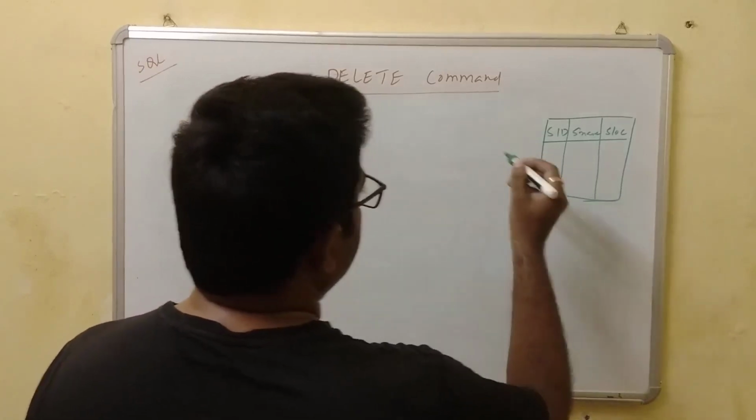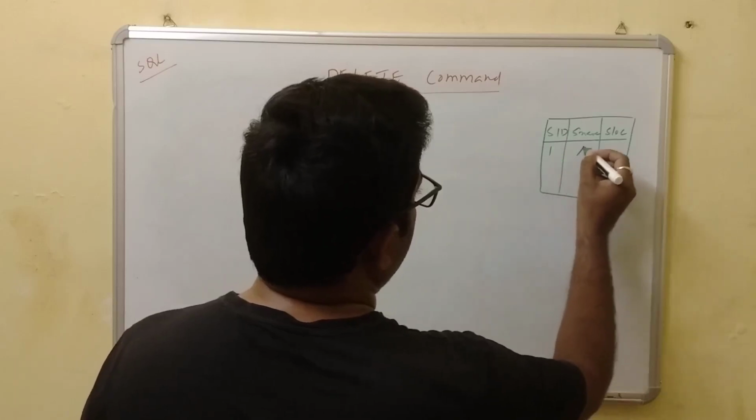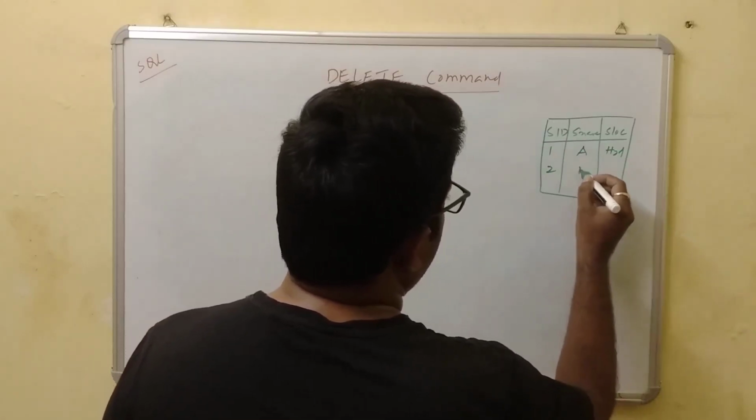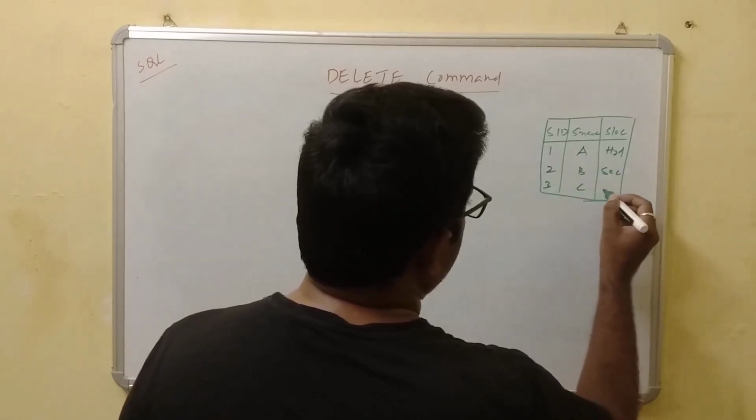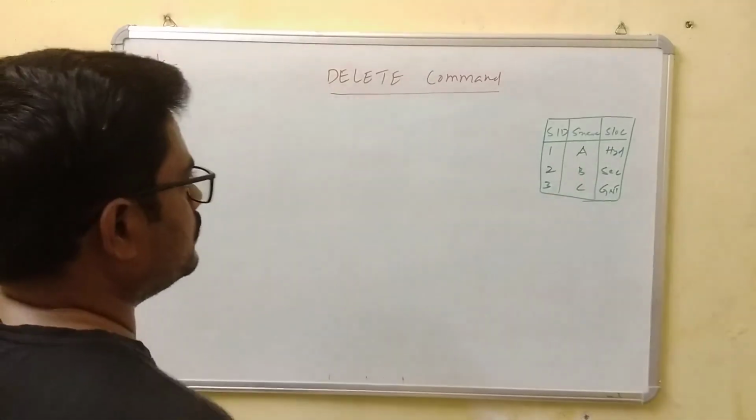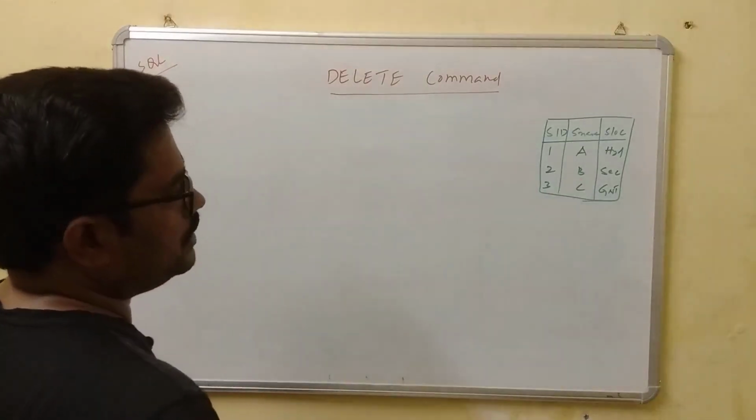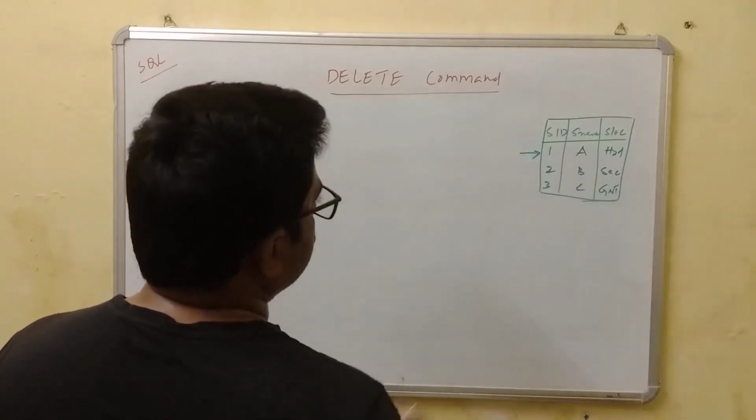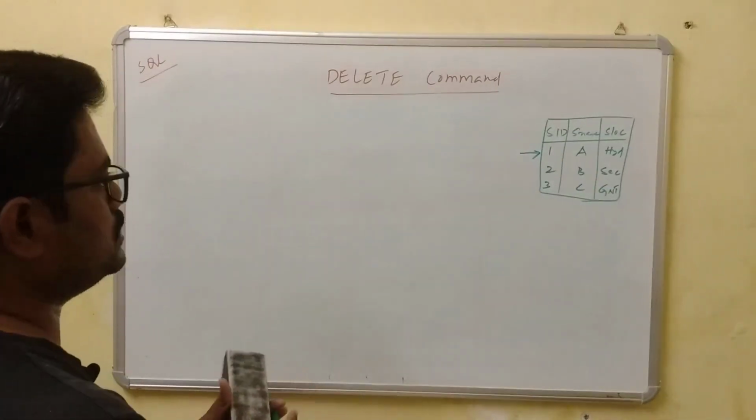For example, in the previous class, as we discussed, we inserted some records: 1, A, Hyderabad. This is one record, and this is another record, and we may have some other records, Secunderabad, Guntur, right? So these three records are available in the table. In this table, if I want to delete any one record or all records, how do I delete them using SQL? Now we are going to discuss that.